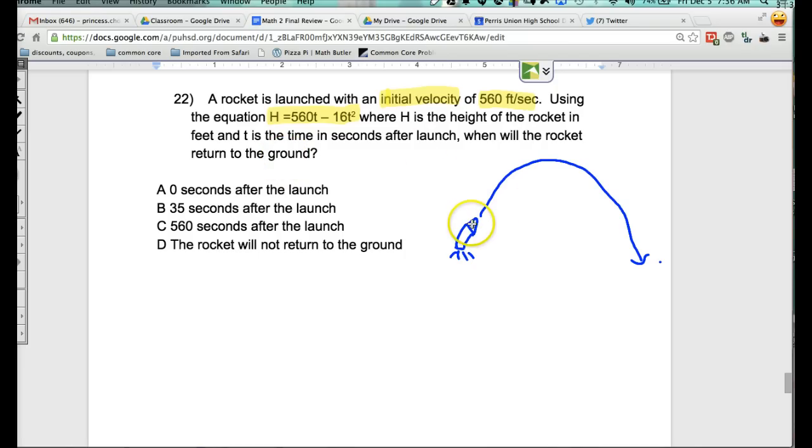I want you to think about something. The height of the rocket when it starts is what? 0. And then when the rocket goes up, it's going to reach its highest point. And then when it finally returns to the ground, how high is the rocket from the ground? 0. The rocket is again at 0 feet high. Okay, so I want you to keep that in mind because you will have two answers. The initial height of 0 is when the rocket is launching off, and the other height of 0 is when the rocket returns to the ground.